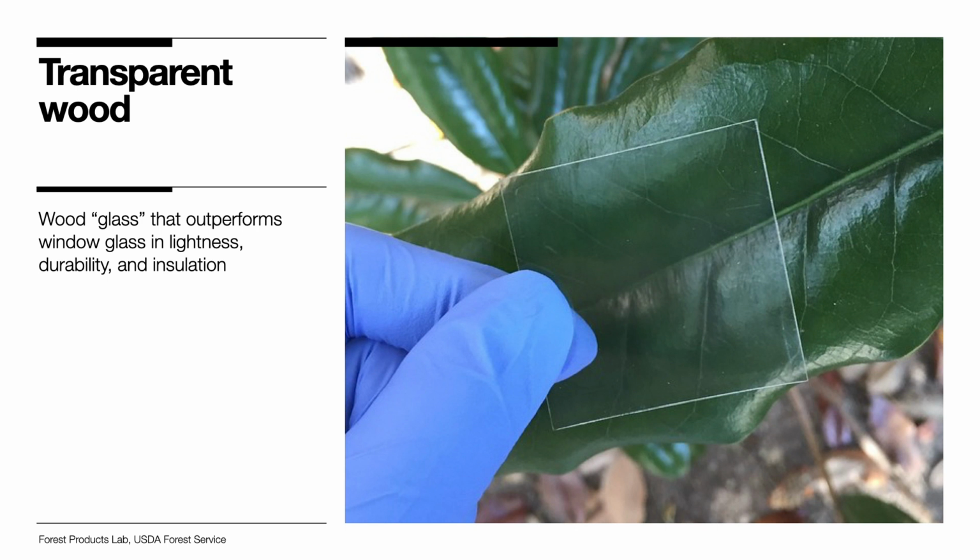Who would have thought that wood could be transparent? This is a technology developed by the Forest Products Lab at the United States, basically in the Forest Service. And this is a wood glass. I say that with finger quotes because it's not technically a glass, but it is a modified wood material to be used eventually for apertures. And this material outperforms window glass in many characteristics, including lightness, durability, and insulation value.